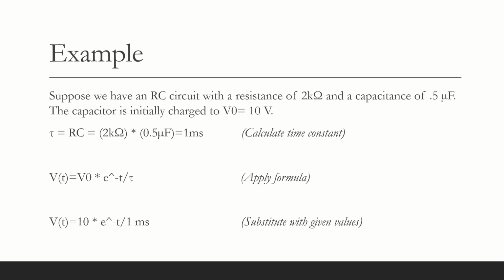And then we'll apply the formula with substitution of values as well. So first we put the formula down, and after that we substitute the values. After we substitute the given values, we'll have V(t) equals 10 times e to the power of negative t over 1 ms.